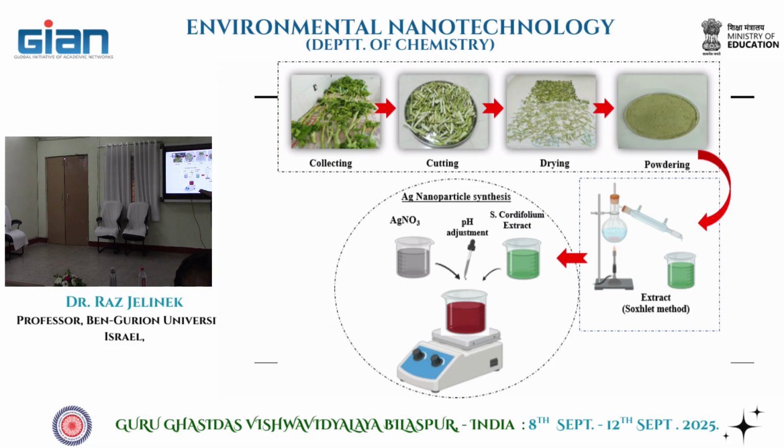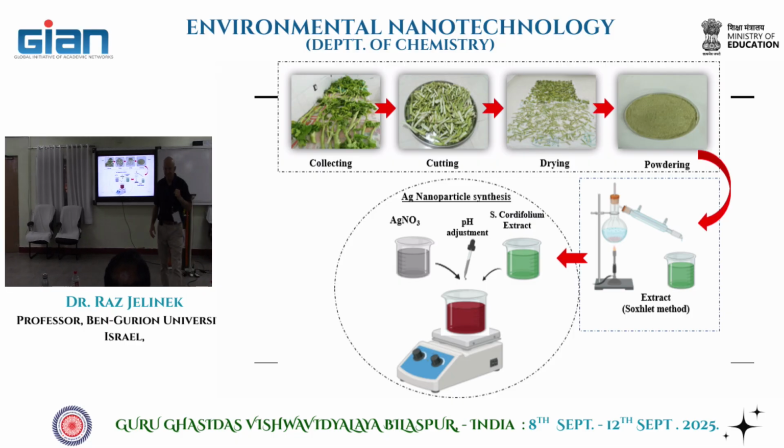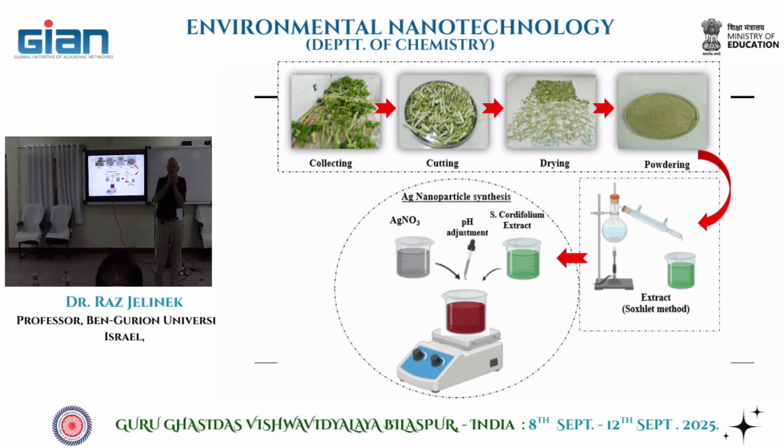So, yeah, the question that he was asking: silver is colorless, the extract from the plant is green, how come this is red? This is actually the special property of silver nanoparticles. Silver nanoparticles absorb light and they become red. It's actually called the plasmonic effect.